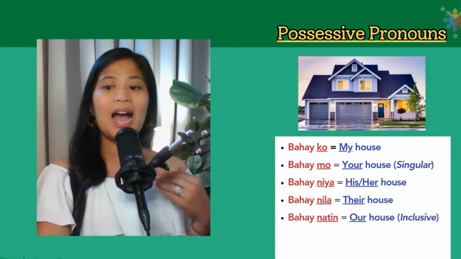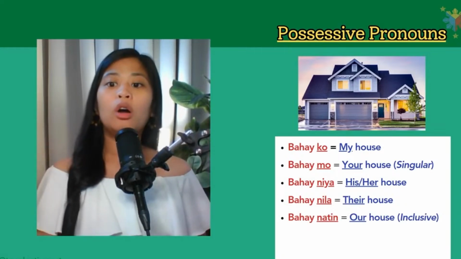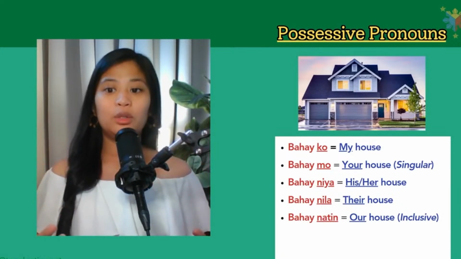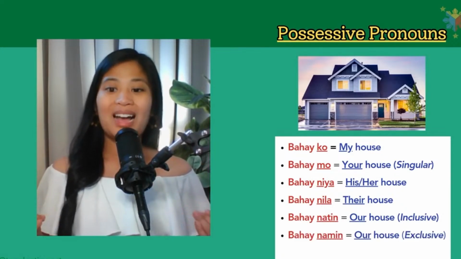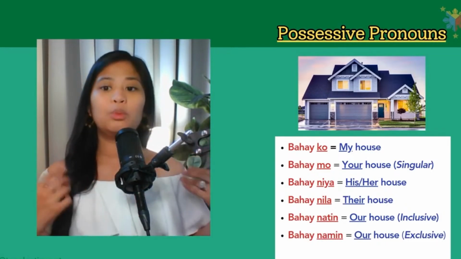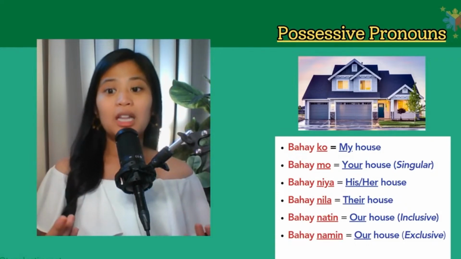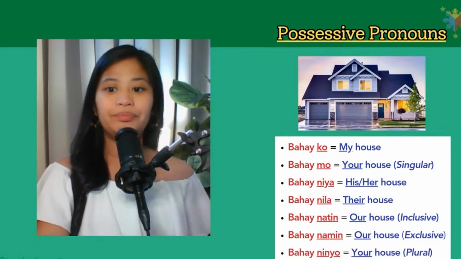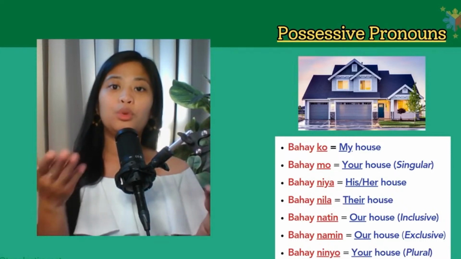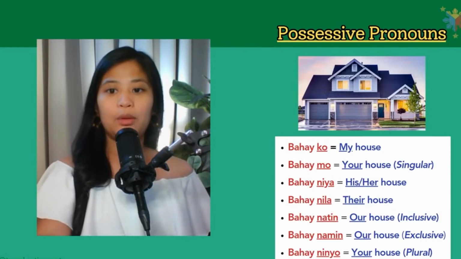Bahay natin, our house inclusive. So if you and me and the whole class, we all lived in the same house, we could say bahay natin. Everyone is included there. Versus bahay namin means our house exclusive. So me and my husband Chris, we have our own house. That's bahay namin. You're not included, I'm just telling you about it. And then bahay ninyo, your house, plural. So you all as a class, you all have a house. That's bahay ninyo, your house.